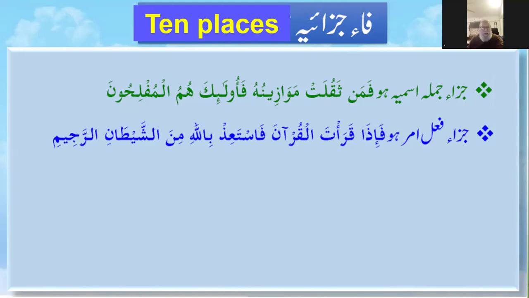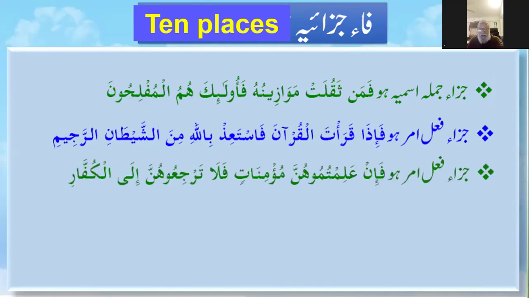The second place where the fa is required is Jumla Fe'le Amr. Just like فَإِذَا قَرَأْتُ الْقُرْآنَ فَاسْتَعِذْ بِاللَّهِ مِنَ الشَّيْطَانِ الرَّجِيمِ. فَإِذَا قَرَأْتَ, it is Qara'ata. And the next is Jaza Fe'le Amr Nahi. Just like فَإِنْ أَلَمْتُمُهُنَّ مُؤْمِنَاتٍ فَلَا تَرْجِعُنَّ إِلَى الْكُفَّارِ. La tarjihunna is a Fe'le Nahi. So in this case, fa is mandatory.